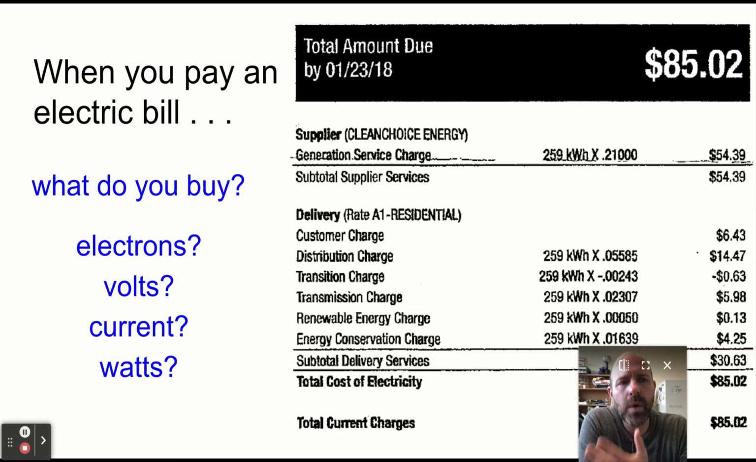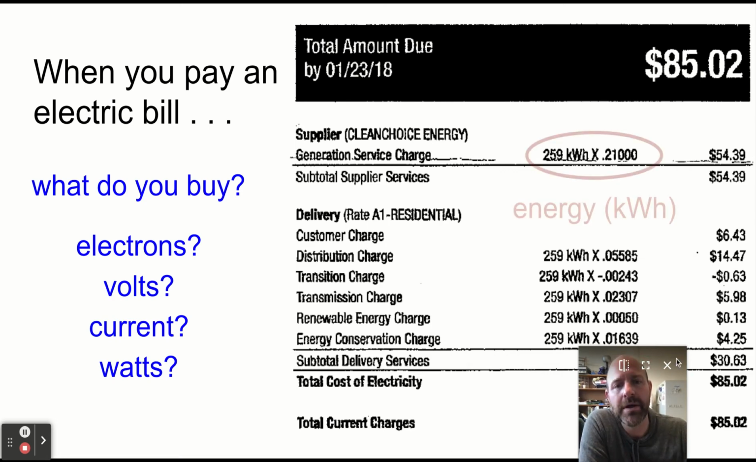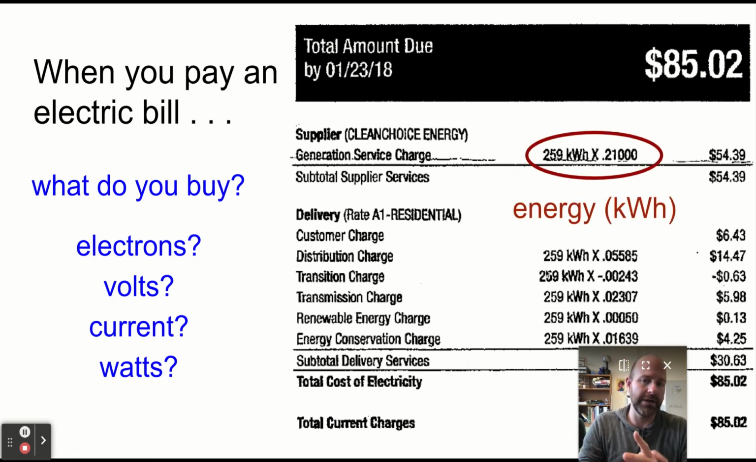But one of the questions you might ask yourself is, what are you actually paying for when you're paying for electricity? Are you paying for electrons, for volts, for current, for watts? What are you paying for? Well, it turns out you're paying for energy, which is measured in kilowatt hours by the electric company. And we'll get back to what all that is as we go. But essentially, it's kilowatts, watts being a unit of power, multiplied by time.